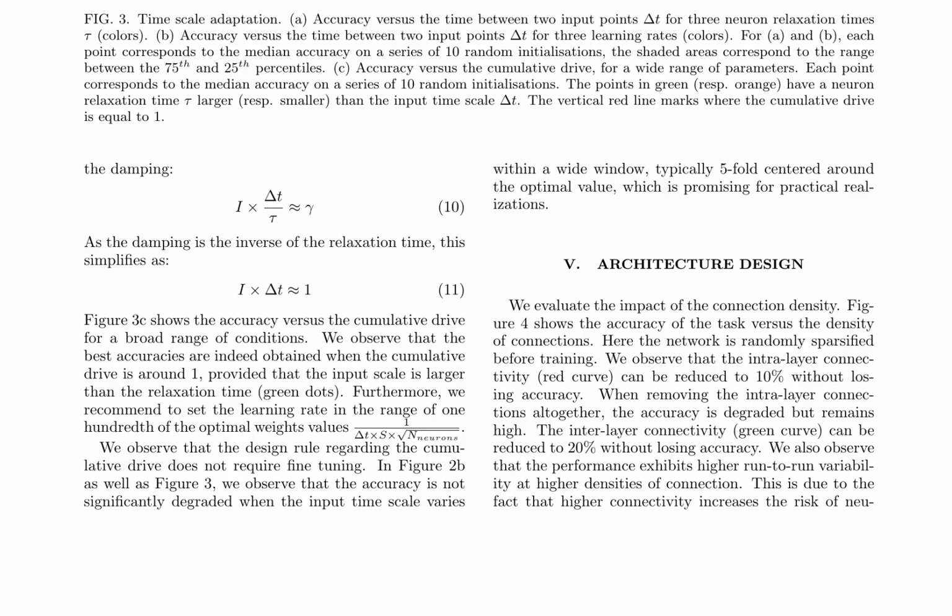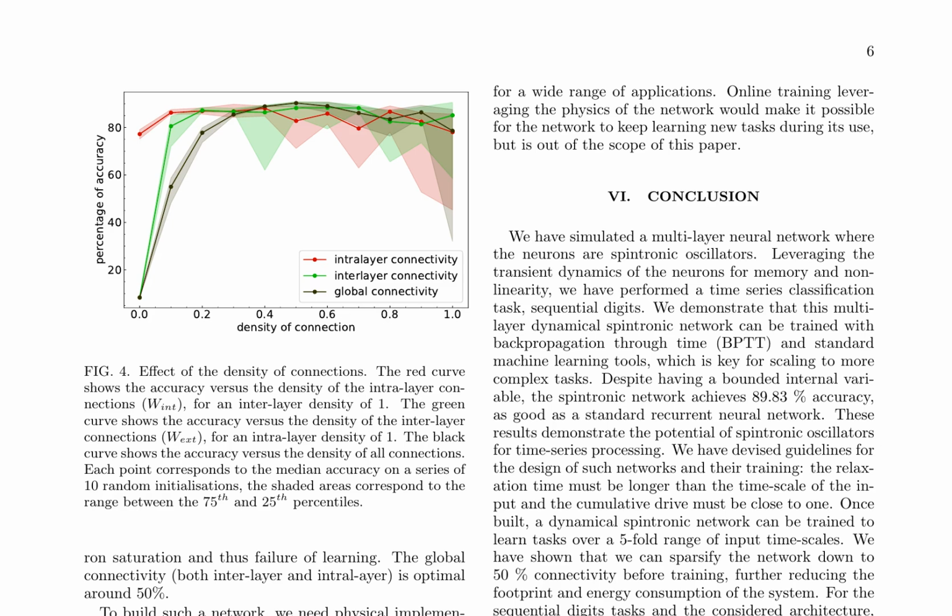The paper also investigates the effect of connection density on the network's performance. Figure 4 shows the accuracy versus the density of connections, demonstrating that the intralayer connectivity can be reduced to 10% without losing accuracy, while the interlayer connectivity can be reduced to 20%. The global connectivity is optimal around 50%.